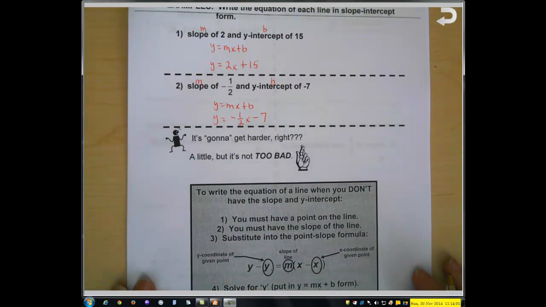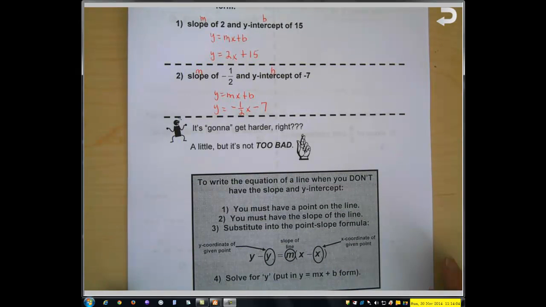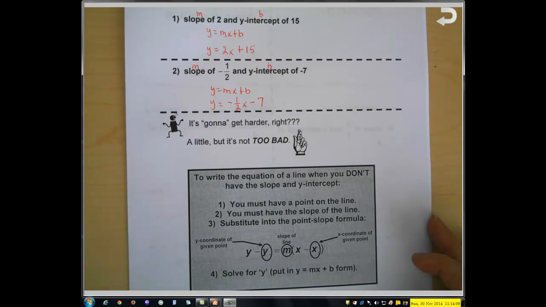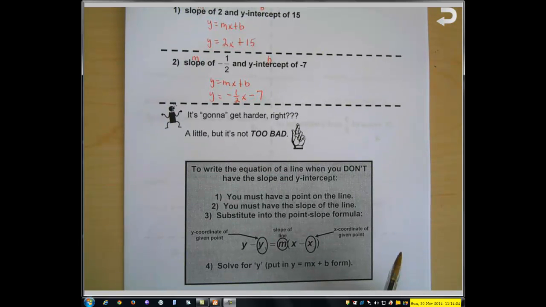Okay, now what about if we are not given the y-intercept? What if we are only given a slope and a point on the line? So when we're given a slope and a point on the line, there is a formula called point-slope formula. And in order to use it, we have to have a point on the line, and we have to have the slope of the line, and then we can substitute the information we have into the point-slope formula.